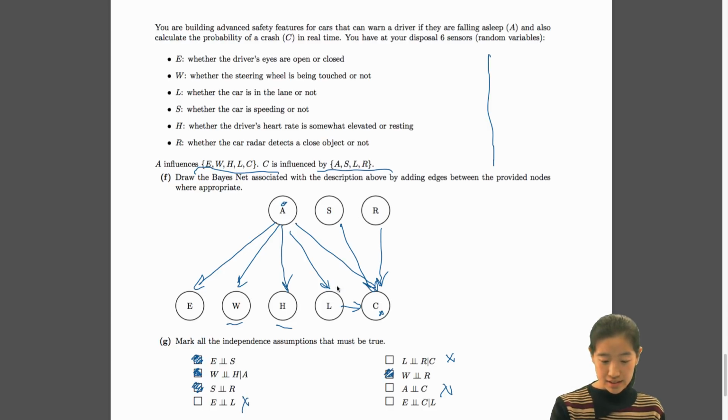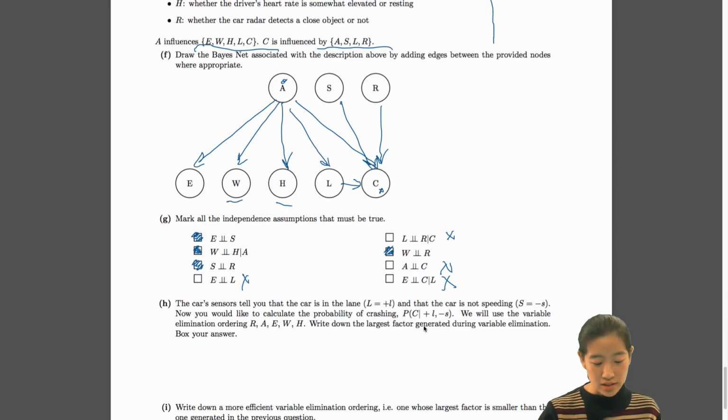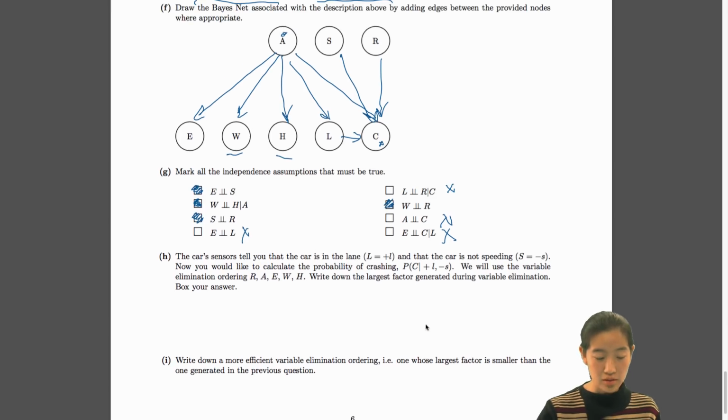E, C, given L. It doesn't actually help us because we have a common parent in this situation too that is unobserved. So this is not independent as well. Now that we have some experience with BayesNet, let's move on to some slightly more interesting questions.